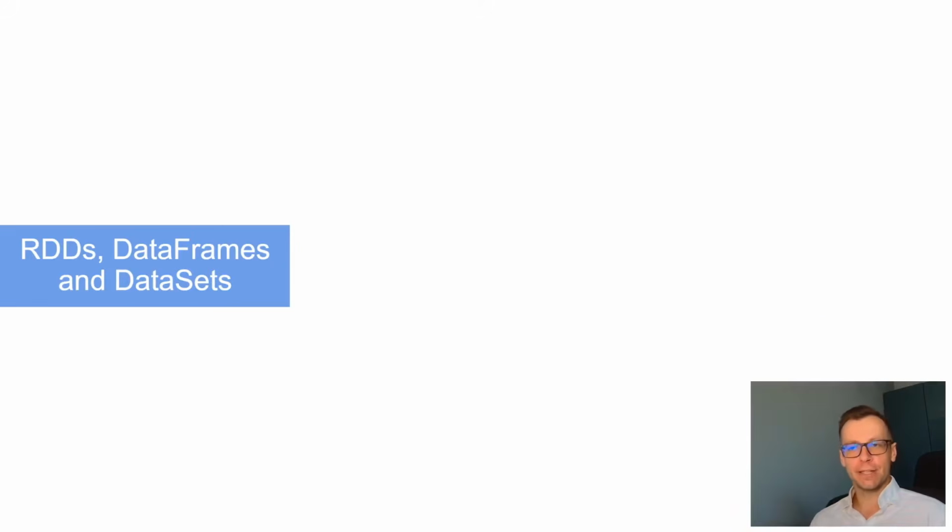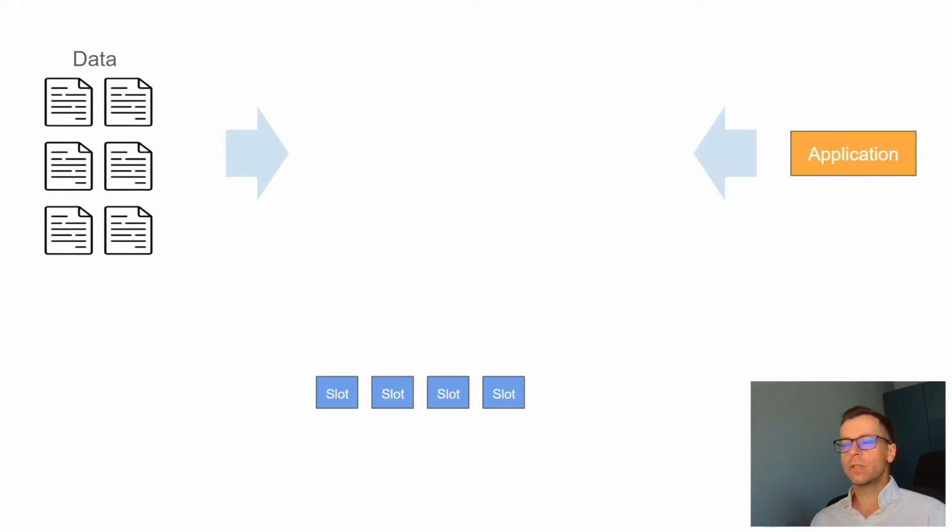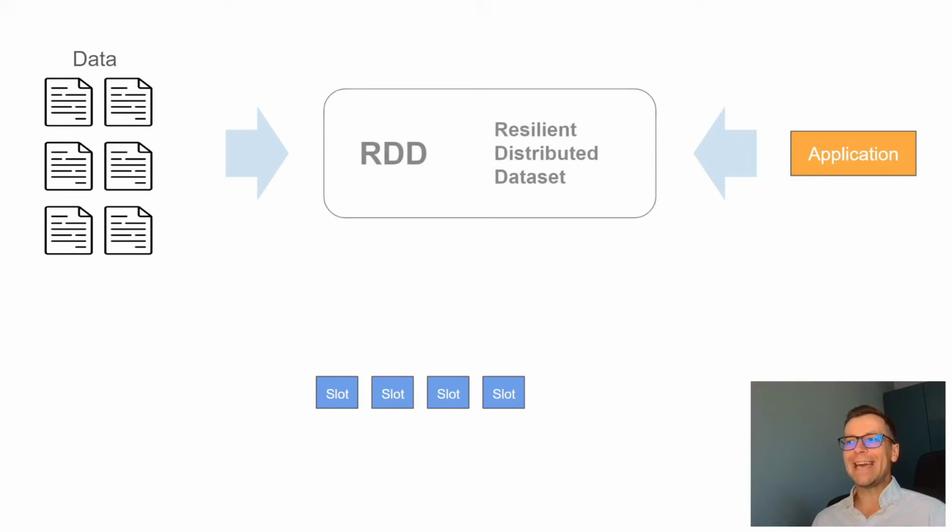Let's talk about RDDs, DataFrames and Datasets. Some time ago, when you wanted to write an application which does something with data, that data would be read into something called an RDD, Resilient Distributed Dataset. And resilient means that it's immutable, meaning once created, it cannot be changed. If we would like to do something with the data, then a new RDD would be created. And this strange behavior helps Apache Spark to achieve fault tolerance.